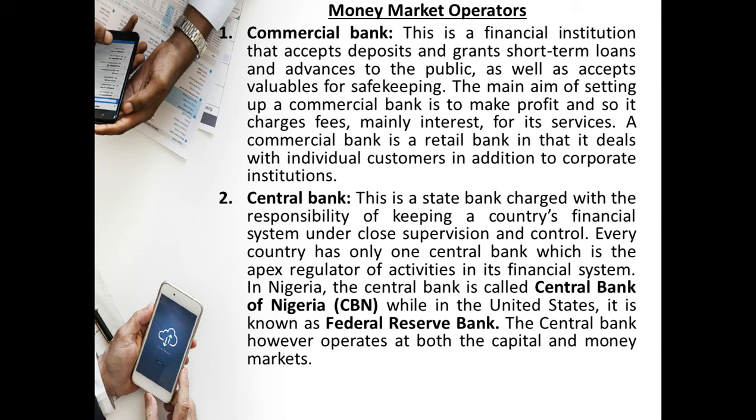It controls their activities. In every nation of the world, they have a name for the body or the bank that controls the activities of the other banks. Majority call them Central Bank of Nigeria, Central Bank of Ghana, and name it. But in the US, America, it's called the Federal Reserve Bank. So when you hear Federal Reserve Bank or Central Bank, we are referring to the apex bank. This bank operates both in the money market and in the capital market.